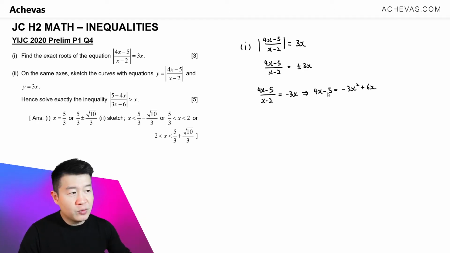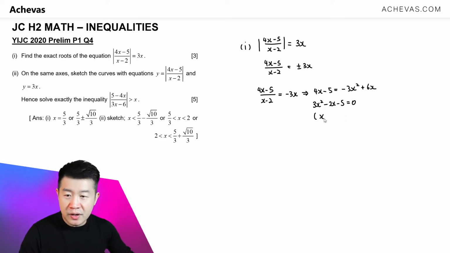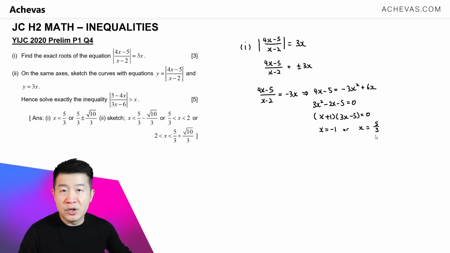Shifting everything over to the left hand side, we will have 3x squared minus 2x minus 5 equal to 0. Factorizing this, we have (x plus 1)(3x minus 5) equal to 0. So x is going to be equal to minus 1, or x is going to be equal to 5 over 3. But x cannot be equal to minus 1.